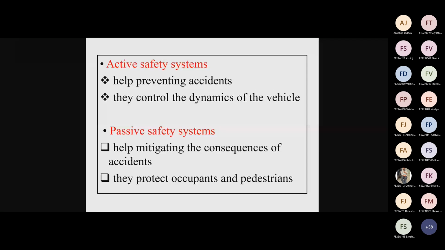There are two types of safety system: active safety system and passive safety system. Already we discussed. Active means to avoid the accident, so that the accident does not happen. And passive safety system is, if the accident happens, to reduce the consequences, right? In active safety systems come electronic stability control and anti-lock braking system, and in passive safety systems come your seat belt and airbags, right?